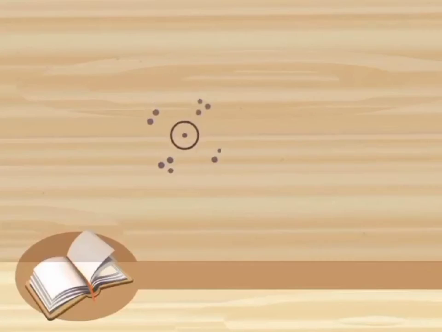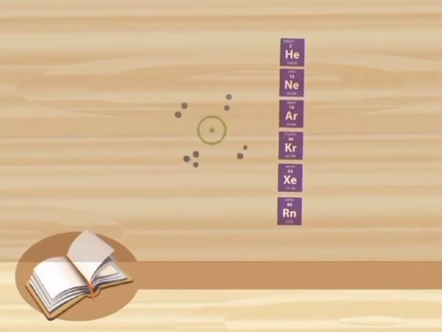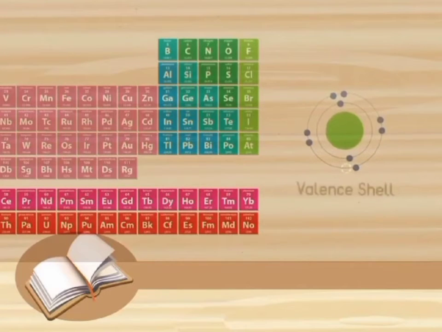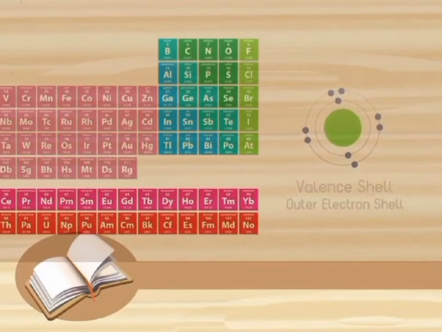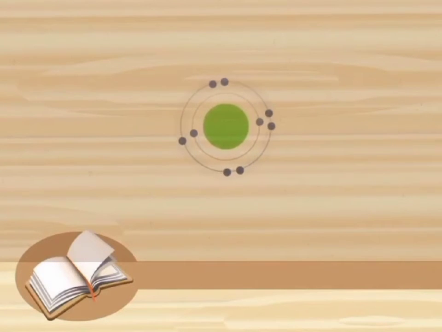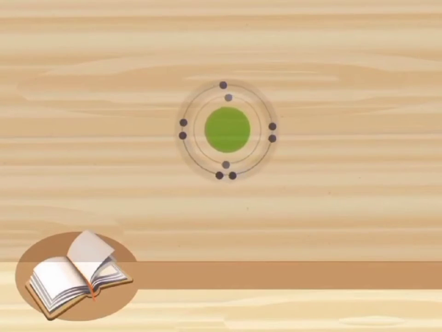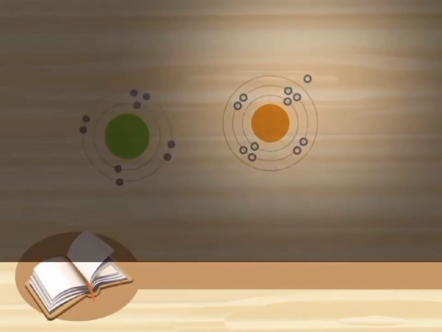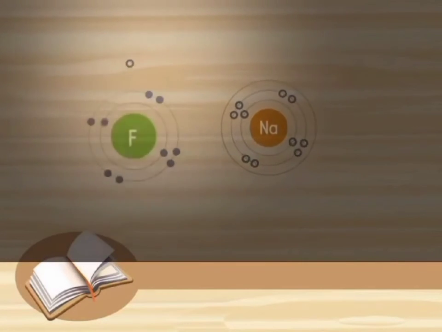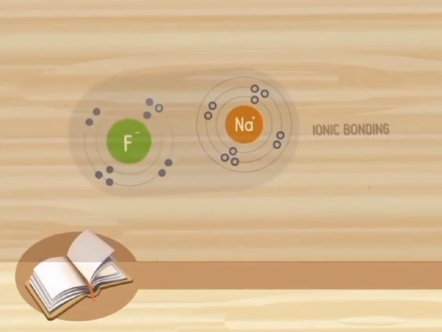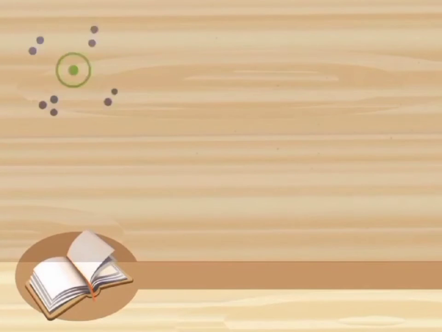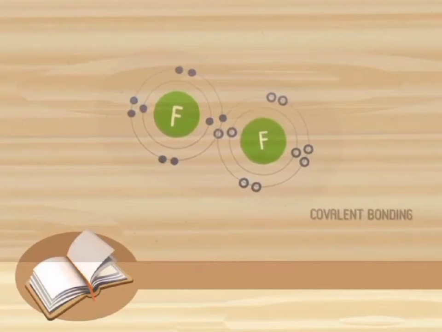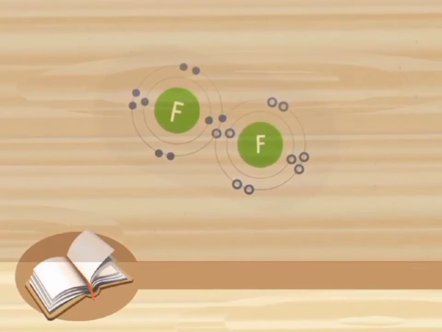So first, only the noble gases exist naturally as single atoms. All the other elements of the periodic table have partially filled valence shells, or outer electron shells. Atoms bond by swapping or sharing electrons in their outer shells. When very different atoms react, like metals and nonmetals, they normally swap electrons, and this is what we call ionic bonding. But when similar atoms react, like nonmetals combining with other nonmetals, they share electrons, and this is what we call covalent bonding.